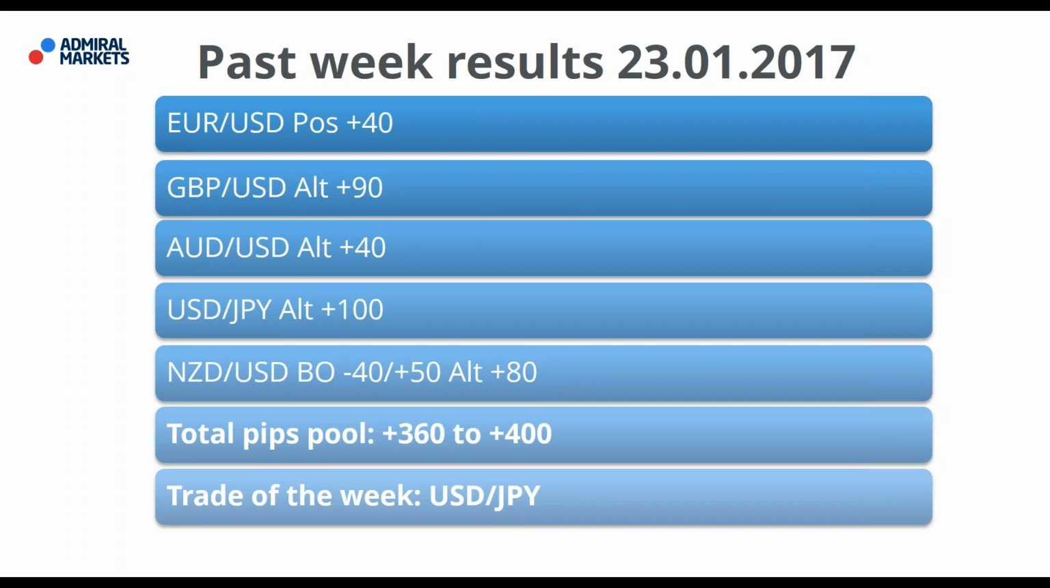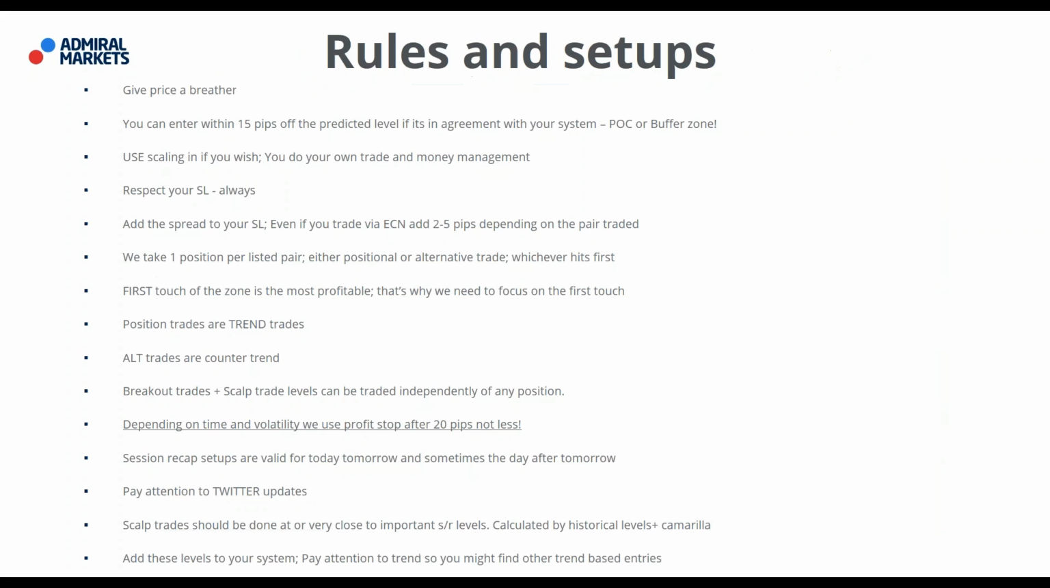So that is the maximum available number of pips you could have made. And the trade of the week was dollar yen, of course. Dollar yen, very, very good trade. So again, rules and setups for our session recap. Give price a breathing room. Enter usually within 15 pips of the predicted level.